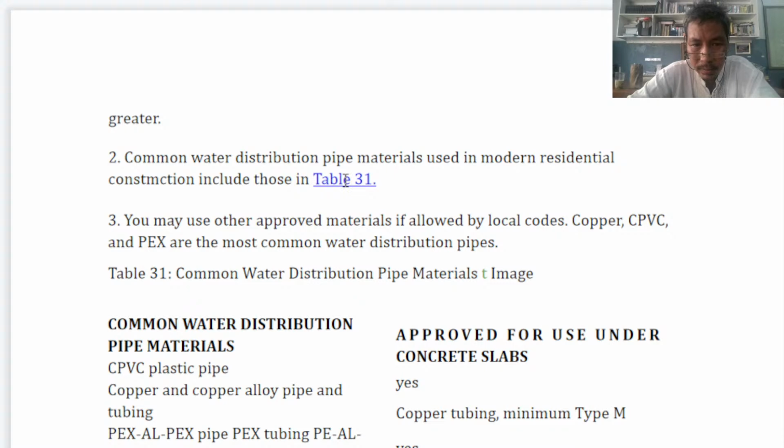Common water distribution pipe materials for residential connection. Okay, this is Table 3.1. Common materials for the distribution piping: PVC. CPVC is a plastic pipe. Copper and copper alloy pipe and tubings. Also another type of plastic pipe, the PE pipe, polyethylene. We can use that under slab and concrete. Plastic can be used under the slab and concrete. For copper tubing, we need type M copper.